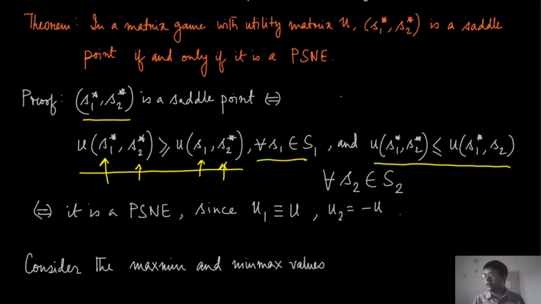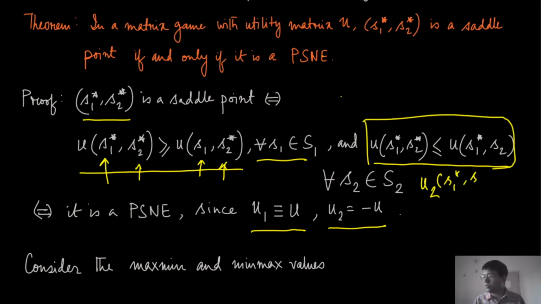And if you look at this inequality, it has to hold for all S2. Now this immediately tells you that this is a PSNE, because the utility for player 1 is just the utility matrix itself, while the utility for player 2 is just the negative of it. So if you just invert this inequality, it will also give you that U2 of (S1*, S2*) is greater than or equal to U2 of (S1*, S2), and that holds for all S2 in capital S2.